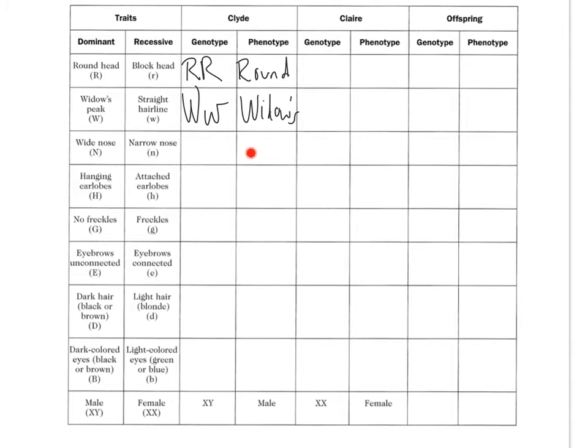And we would continue all the way down for Clyde, and then we would next go over and start to do Claire. So let's spin for Claire, and let's say Claire ends up homozygous recessive, which would make her blockhead. And we spin for widow's peak, and let's say she also ends up heterozygous, and that would make her have a widow's peak as well. And I would continue that until I get all of the traits. Then it's time to move on to the offspring, but we're not going to spin the spinner for the offspring until we do the Punnett squares.